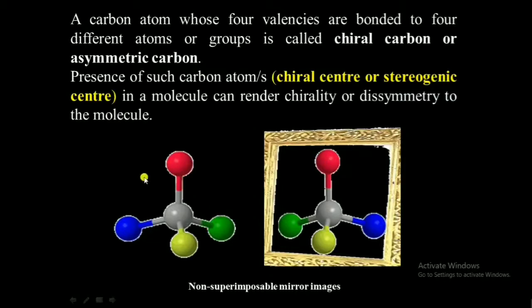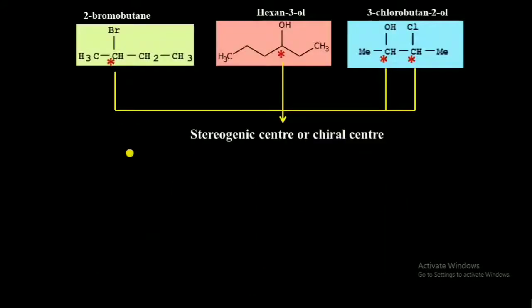That means this molecule does not possess a plane of symmetry, or these molecules are dissymmetric. Why are these molecules dissymmetric? Because each has a chiral carbon. So what is a chiral carbon? A carbon whose 4 valencies are satisfied by different groups or different atoms. So the presence of a chiral carbon or chiral center or stereogenic center is one of the reasons for optical isomerism. There are some other reasons as well, which we are not going to discuss here.